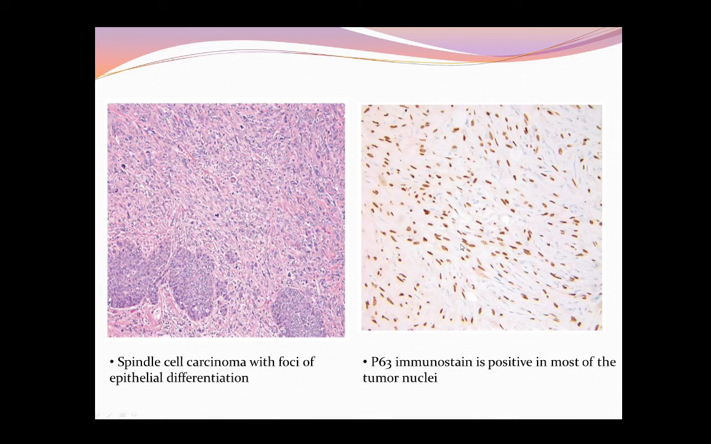The p63 immunostain can be a pitfall. Initially it was thought to be very specific for a metaplastic carcinoma, but there are recent studies that show the presence of p63, including p40, and also the cytokeratins like AE1/AE3, CAM5.2, in the stromal cells of phyllodes tumors, but they are usually seen in malignant phyllodes and not in the benign and borderline ones.